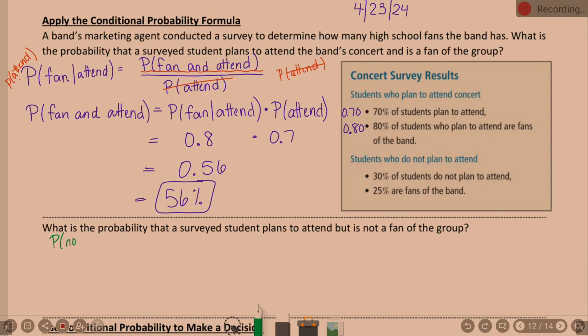This time, though, instead of saying a fan, given they attended, we're going to say not a fan. So the probability of not being a fan given they attended a concert. Okay, formula. What is my formula there? On top, you put what? Put both: the probability that they are not a fan and attended, divided by the probability of the condition, so the probability they attended.